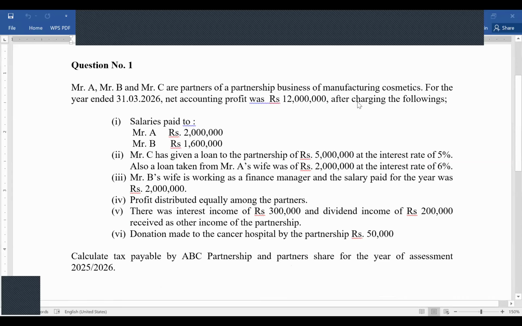So I have given very small partnership transactions. Very few details are there. Please read it carefully. Mr. A, B and C. That means there are three members, three partners in this partnership. A, B, C partnership. They are engaged in manufacturing cosmetics. For the year ended 31st March 2026, net accounting profit was 12 million.